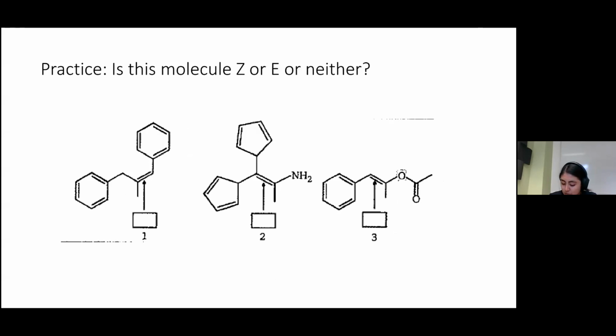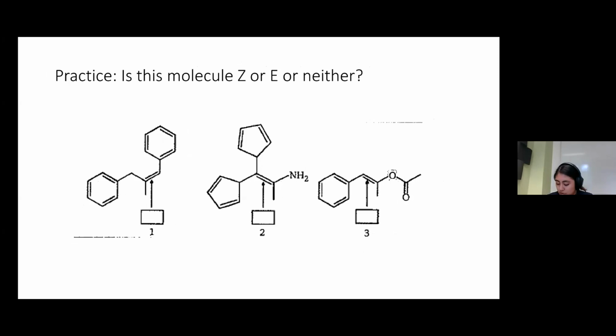So we're going to do more practice questions. Does anyone want to try number 1? In this case, we're looking at this double bond right here that's highlighted in gray. Do you guys think that's Z, E, or neither? And if you don't know and you need an explanation, that's also fair. You can also put it in the chat.